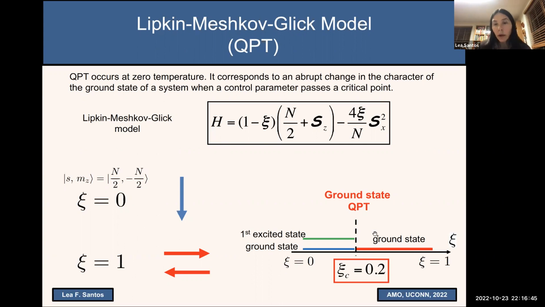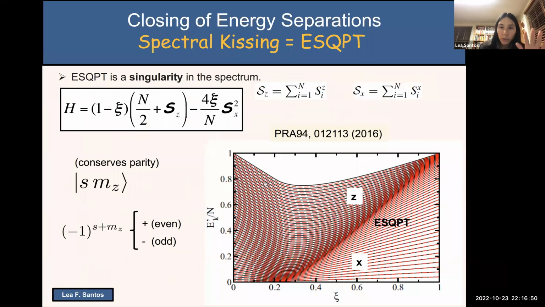This is the story of the ground state, but now we are going to look at the whole spectrum. So what we are seeing in this panel here is all of the eigenvalues of the system for different values of the control parameter Xi.